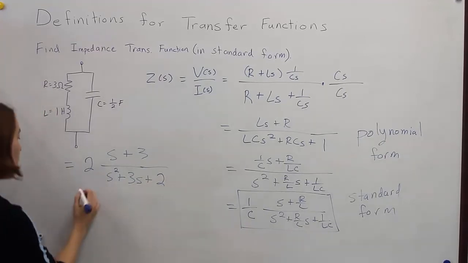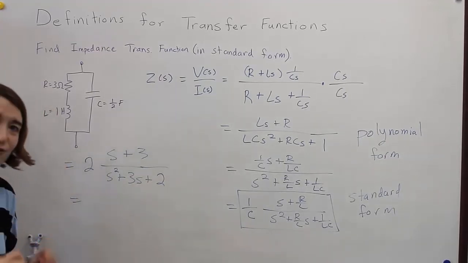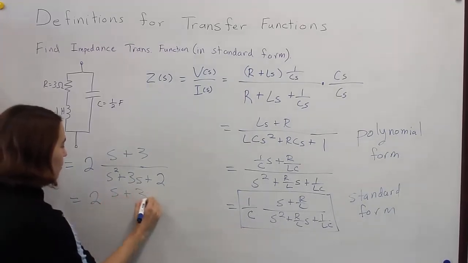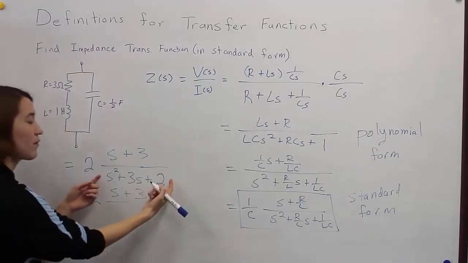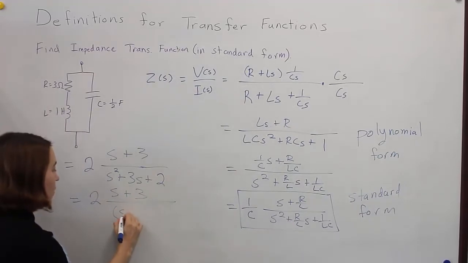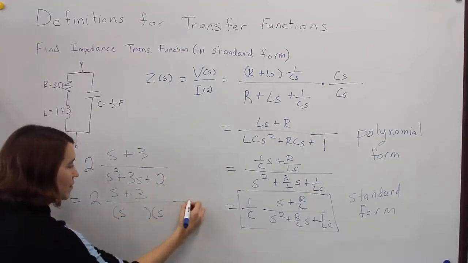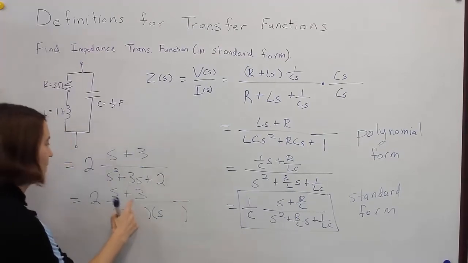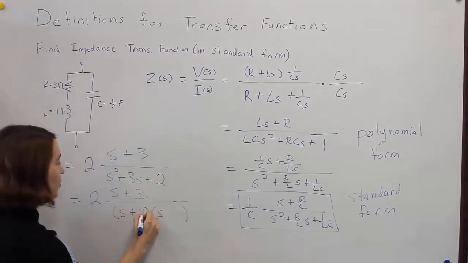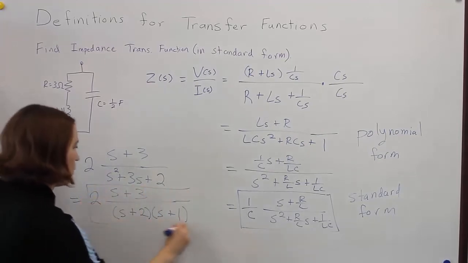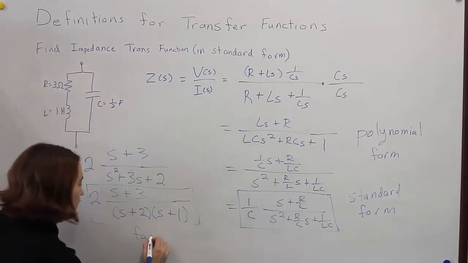In the future, we will also be going into factored form, which if we rewrite it down here, we would just factor everything so that we have a multiplication of S plus or minus some value. So in this case, we can factor this into S plus 2 and S plus 1. So this would be factored form.